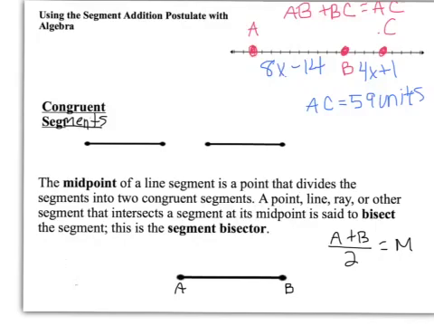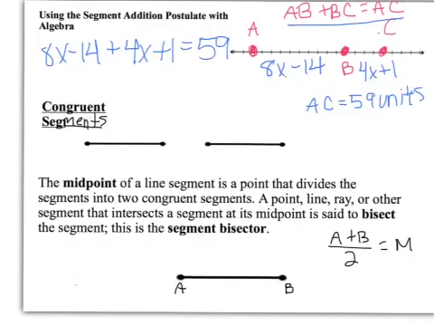Using the segment addition postulate, you can tell that this must be true. AB plus BC must equal AC, so set it up just like that. AB, 8x minus 14, plus BC, 4x plus 1, must be equal to the whole thing, 59. So now we can combine our like terms.